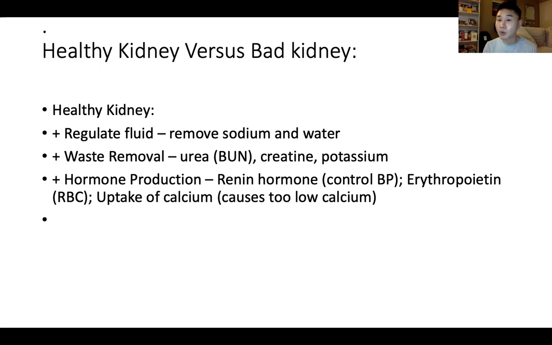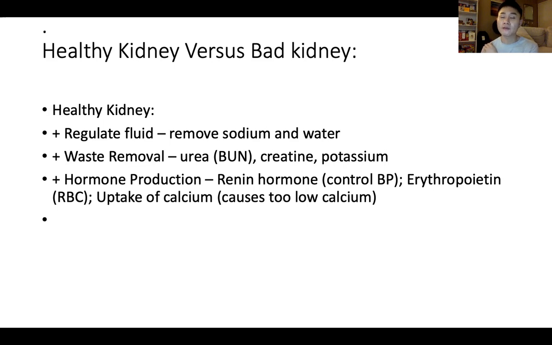It will not remove the waste products such as the urea. This will reflect in the increase of the BUN and the creatinine, and it also does not remove the potassium. So we know that potassium is a very, very crucial electrolyte in our body. We don't want it out of the normal range. Normal range of potassium is 3.5 to 5. Therefore, if we have too much potassium in our body, it can lead to a condition called hyperkalemia. And hyperkalemia can negatively affect the heart and cause different dysrhythmias and other issues as well. So we don't want that.